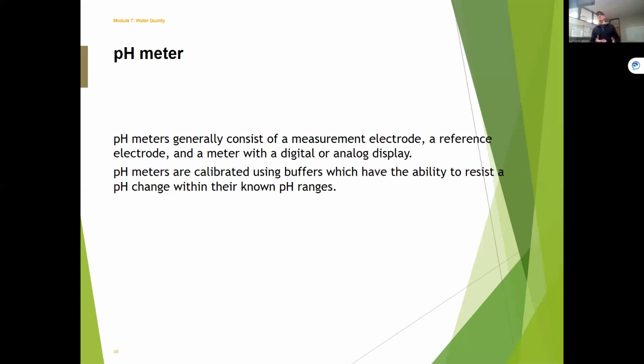So for the pH meter, again, really finicky things, and these are one of the most important meters, I think, in a laboratory, and the one that probably takes the most finicking around to make sure it's working. It's basically a measurement electrode, a reference electrode, and a meter with a digital and analog display, or some sort of display. They are always calibrated using buffers, and they should be calibrated all the time. pH meters tend to drift a fair bit, and it's really important to keep your pH meter calibrated.